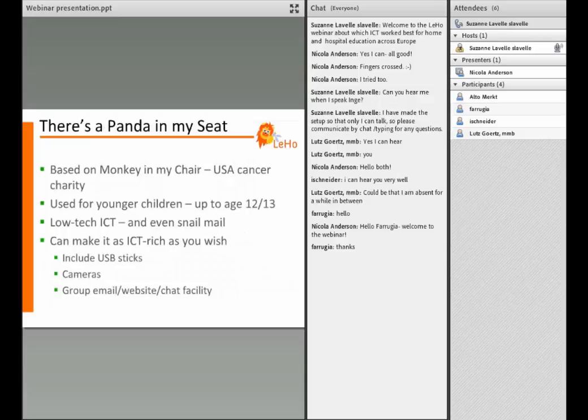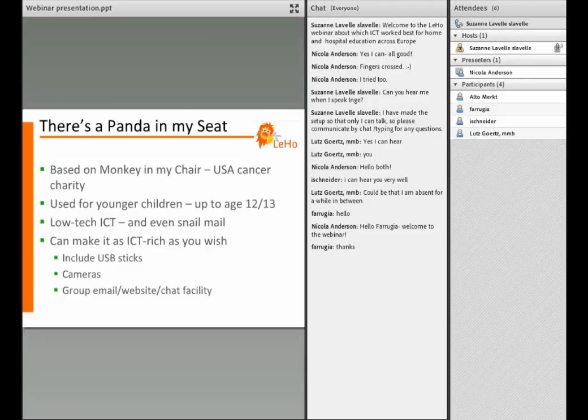The next highest graph was "A Panda in My Seat," so I thought I'd explain briefly what this is too. This is based on an American cancer charity called Monkey in My Chair, and it's used for younger children up to the age of about 12 or 13. In America they have a monkey that takes the place of the child, and the monkey is sent to school and sits in the seat that the ill child would normally sit at, so that the children in school are aware that there is a member of their class missing, but they can see that the monkey is there representing this child.